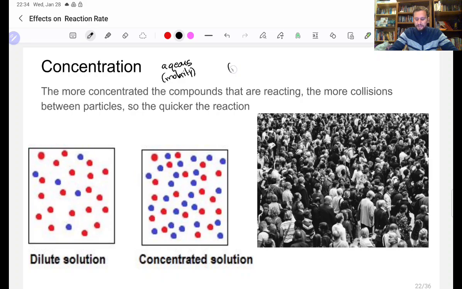Or actually, it's also molarity if we're talking about a gas, because you don't think about it, but a gas takes up space and has a certain concentration, right?